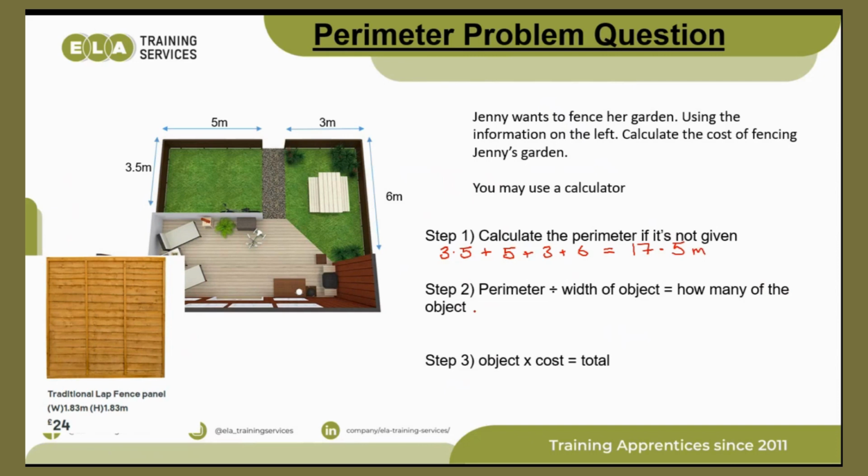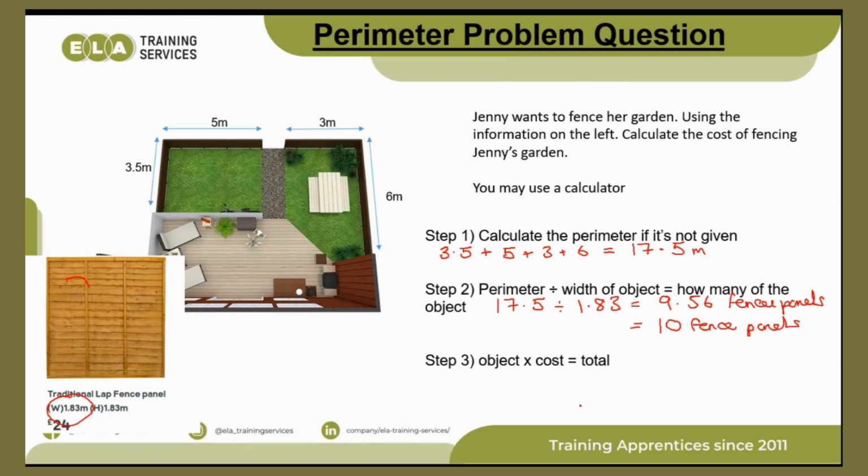Then, to work out how much we need of our fence panels, we do our perimeter, which is 17.5, divided by the width of our object, which is, as we can see here, 1.83. And that leaves us with 9.56 fence panels. And as before, we cannot buy 9.56, so we're going to have 10 fence panels.